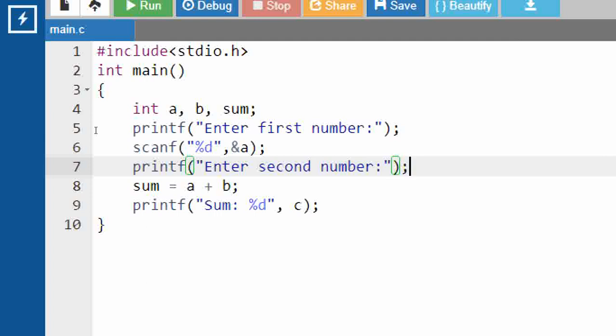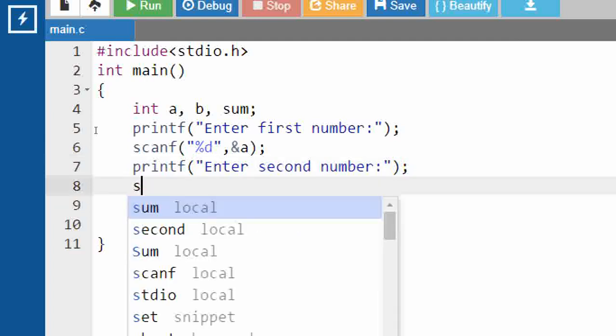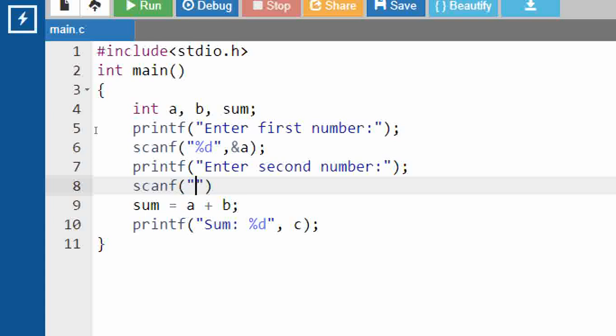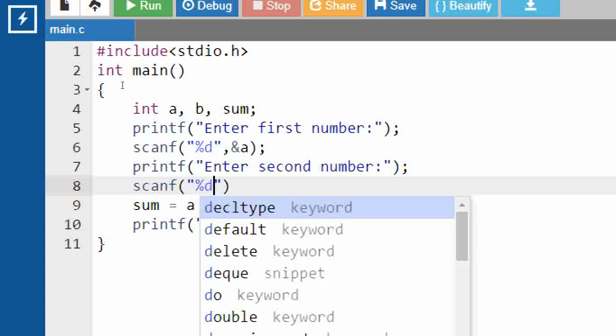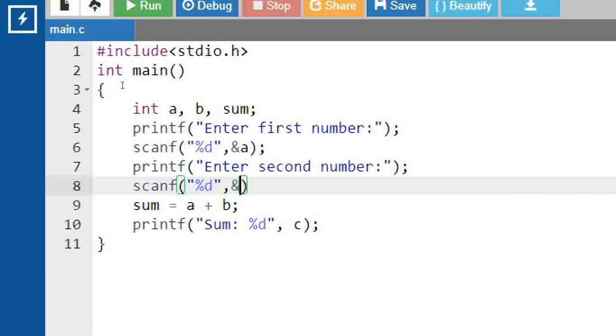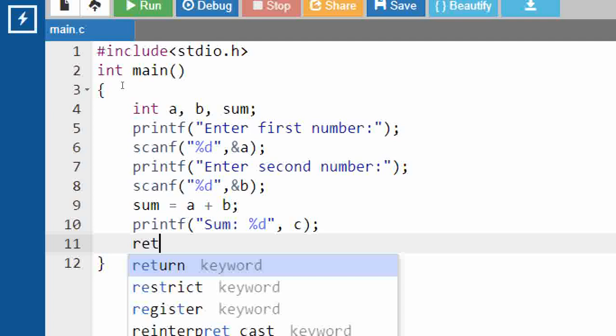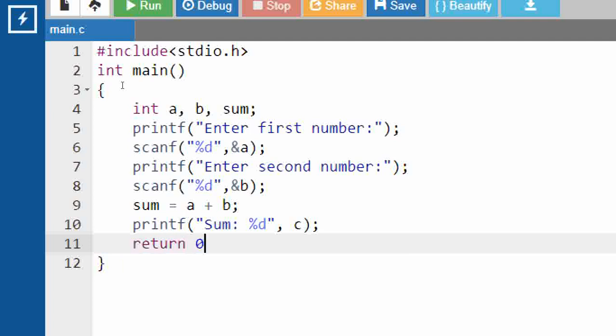So here, listen, we are going from very basic. These things we need in other programs also. So percentage d, then address of b. Later you'll feel that what we have studied is useful. We can write here return 0 also in this function.